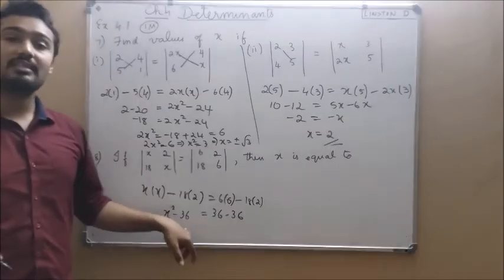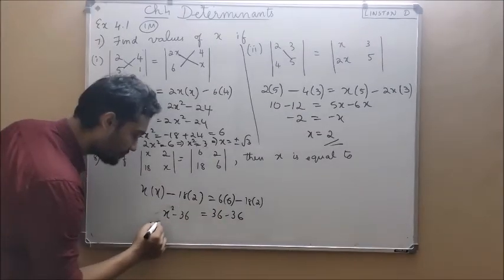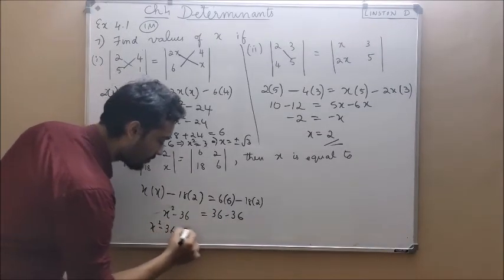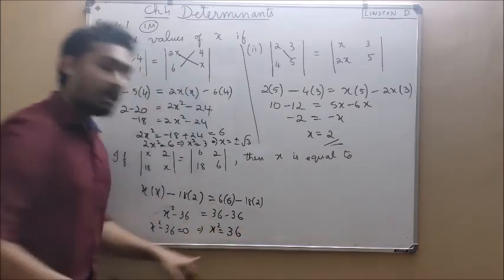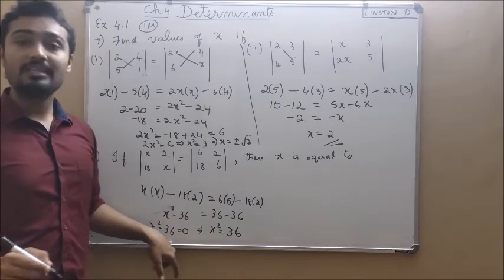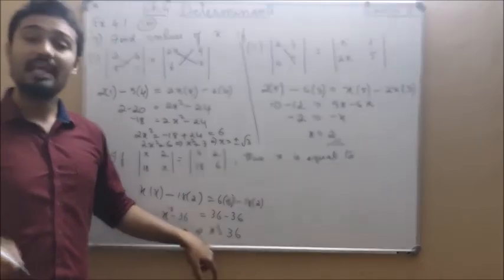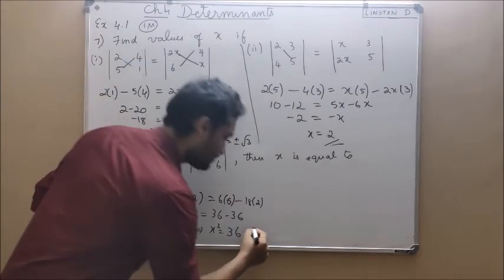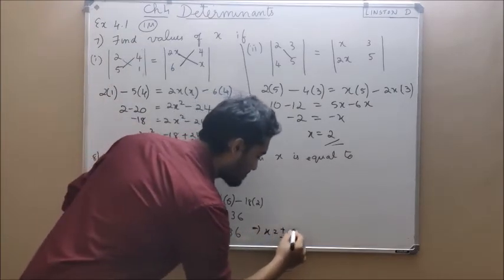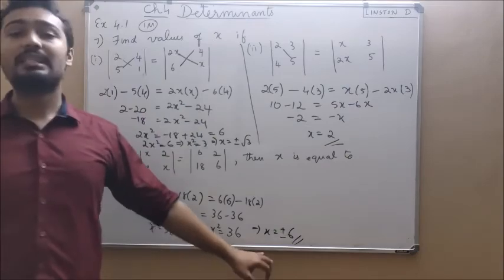So x square minus 36 equals 0, which implies x square equals 36, which implies x equals plus or minus 6. So this is the answer.